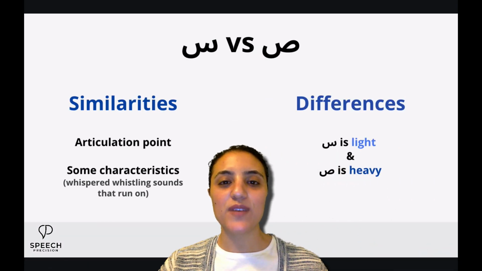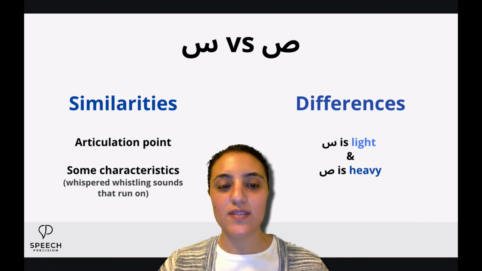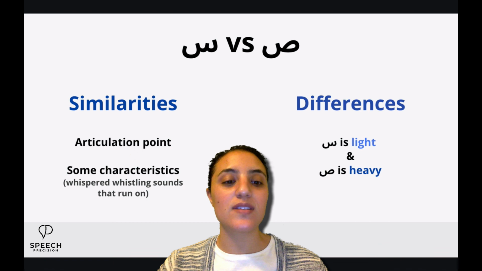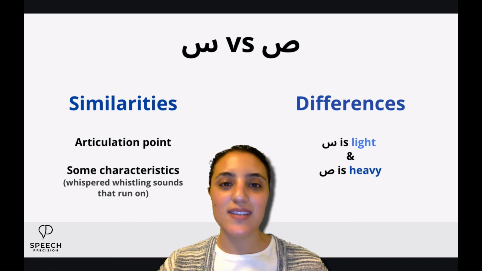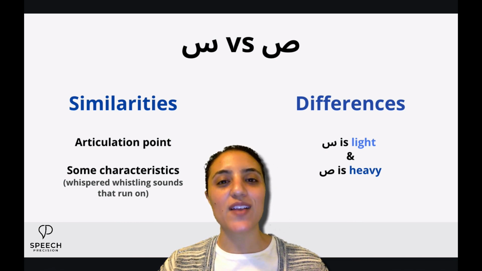All right, so to recap, the Sin and the Saad have a lot of similarities. They come from the same articulation point and they share a lot of the same characteristics. And the differences between the Sin and the Saad is really just that the Sin is light and the Saad is heavy. All right, that's all I have for the differences between the Sin and the Saad.